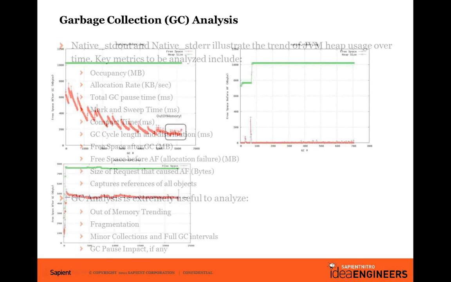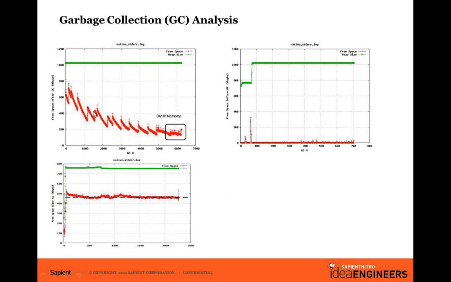So in the first graph, right, you could see that the red line, which is your free space after your garbage collection, is gradually coming down. So this is one. When you have memory leaks, you will not see it immediately. It will slowly come down and eventually just crash, right?